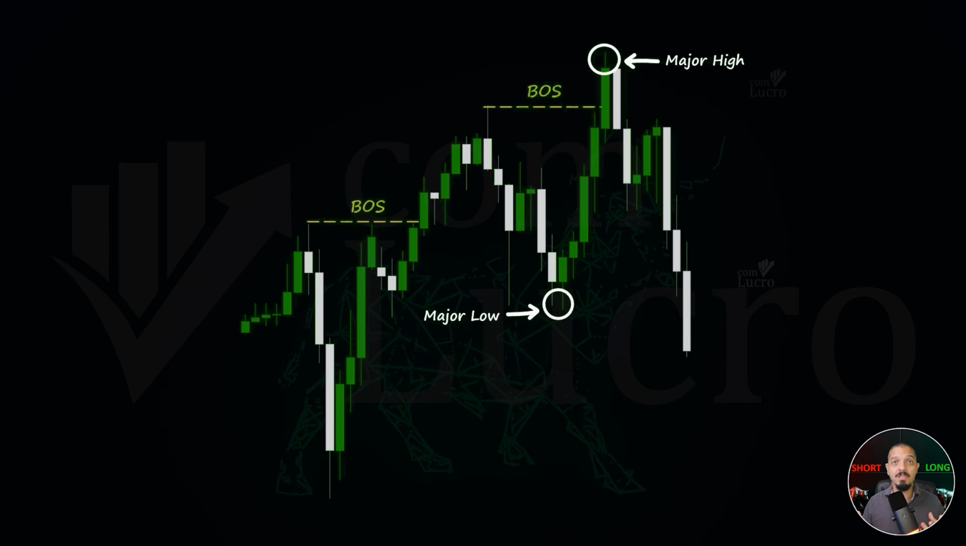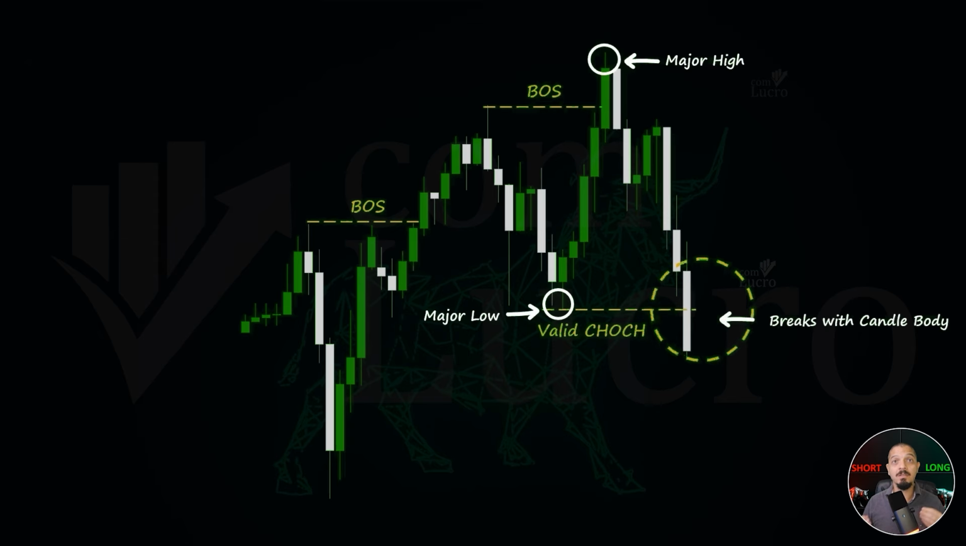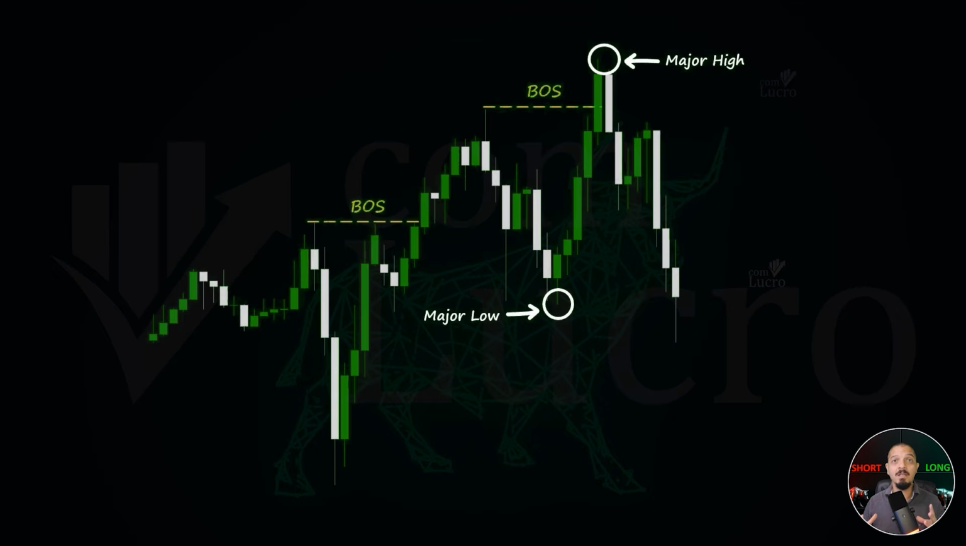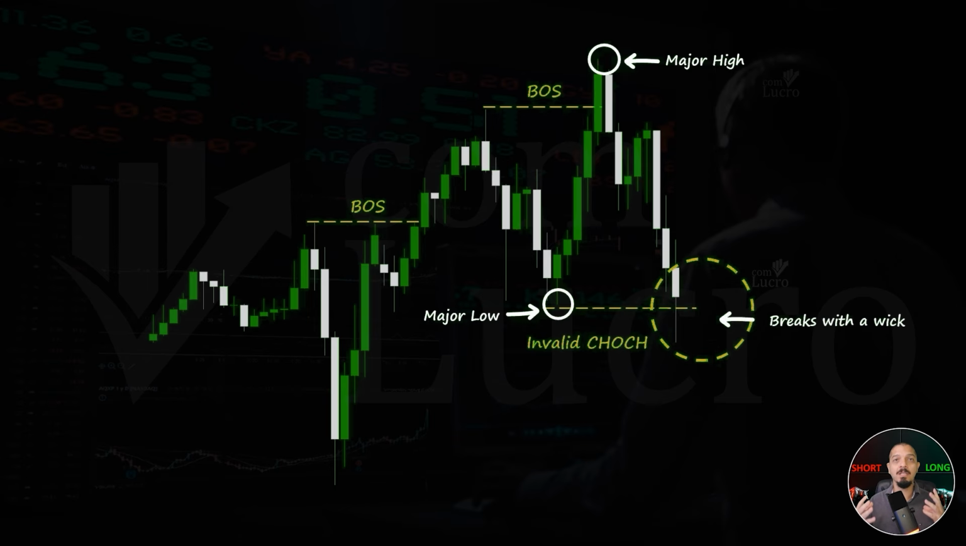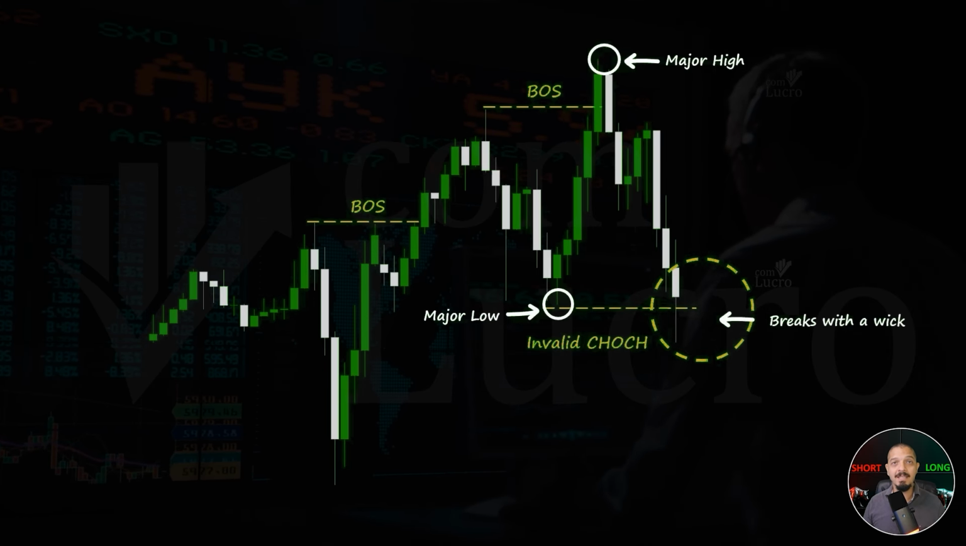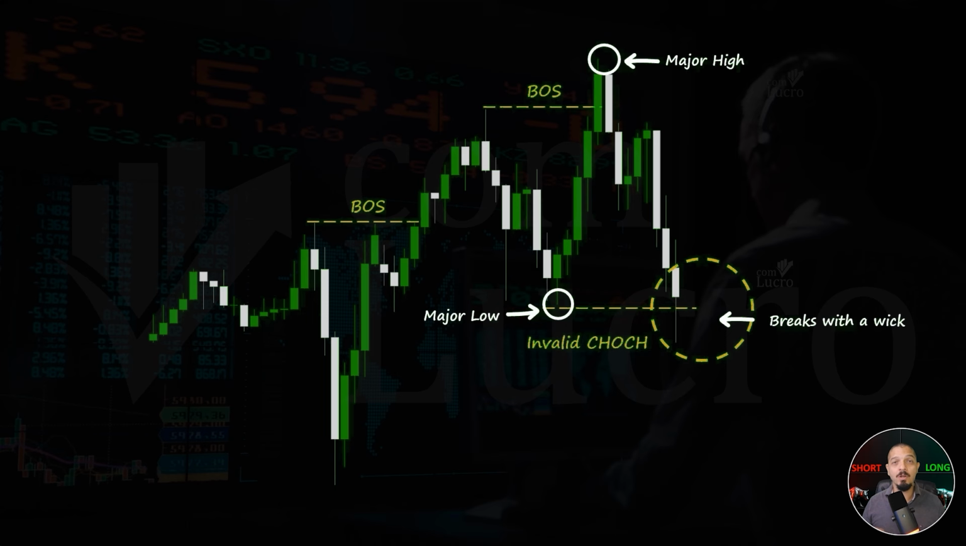In a bullish scenario, a change of character is considered valid only when price breaks and closes below the last major low with the body of a candle. If price merely pierces the structure with a long wick or shadow, and the body of the candle closes back within the previous range, then this change of character is invalid and cannot be interpreted as a structural reversal.